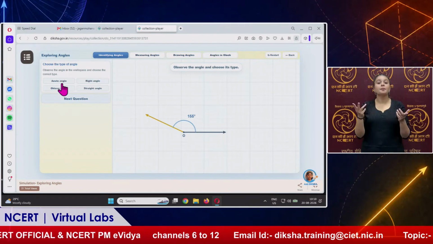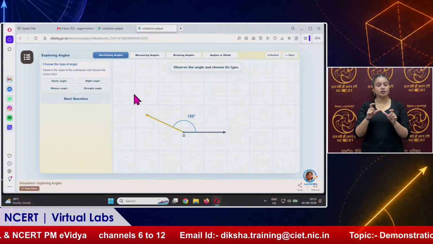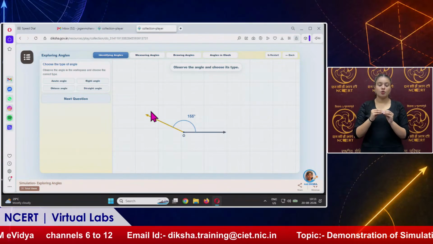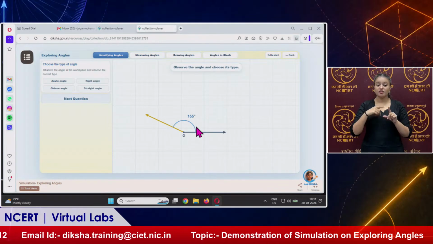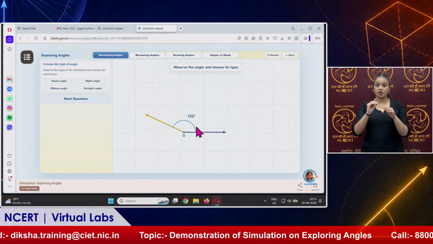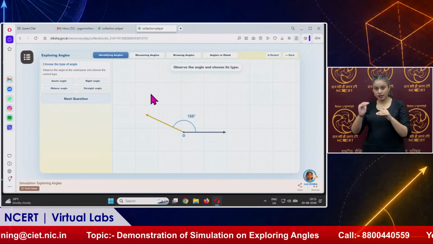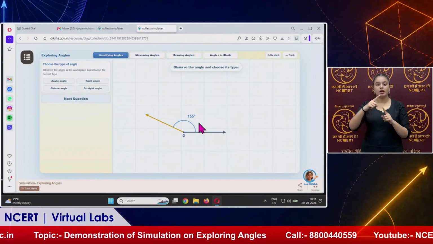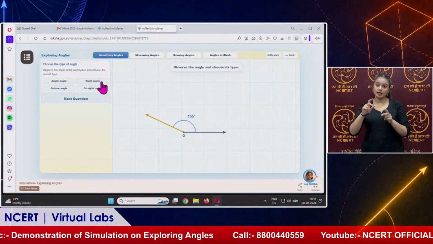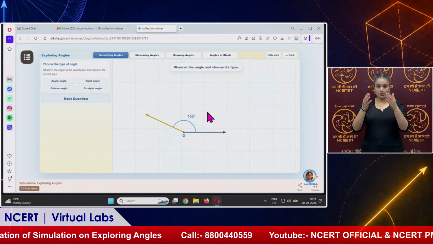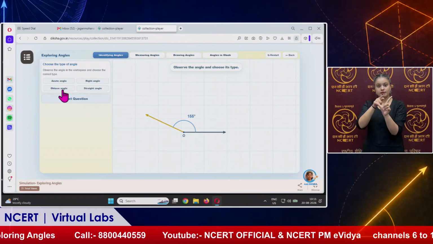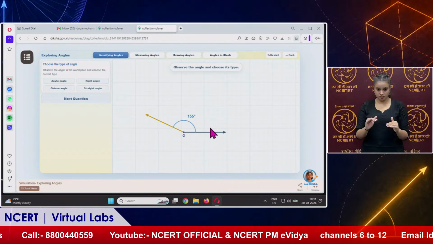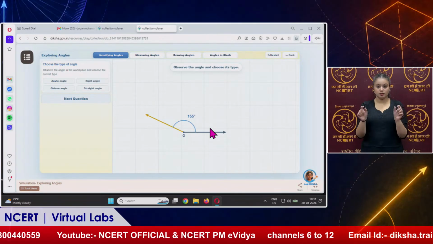As we know, there are acute angle, obtuse angle, right angle and straight angle. If the angle is more than 0 degrees and less than 90 degrees, that is an acute angle. If the angle is exactly 90 degrees, that is a right angle. If the angle is more than 90 degrees and less than 180 degrees, that is an obtuse angle, and the straight angle means it is a complete 180 degrees.